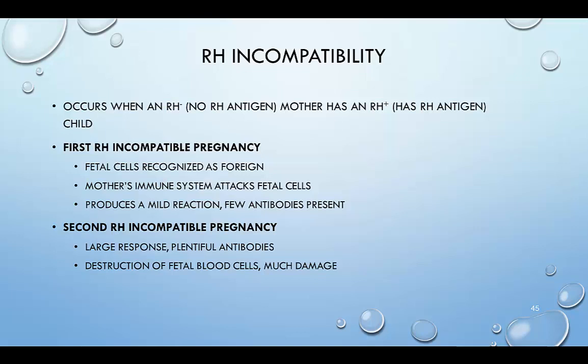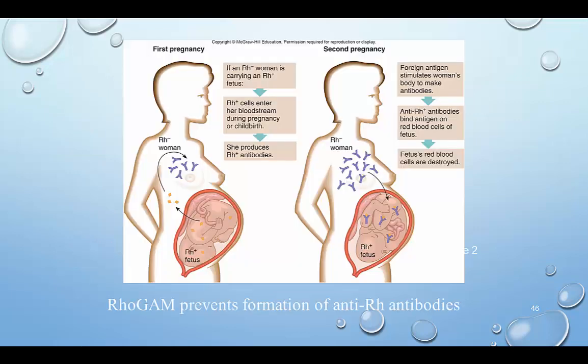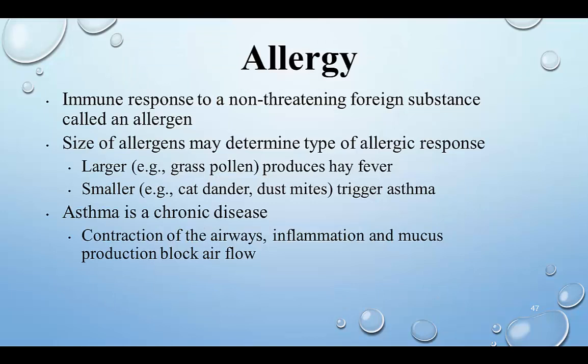Second, in Rh incompatibility pregnancy, there's a larger response, plentiful antibodies, and there can be destruction of the fetal cells and much damage. It's kind of how this works, which is why Rh factor is important for women who are pregnant to know their status. So what is an allergy?